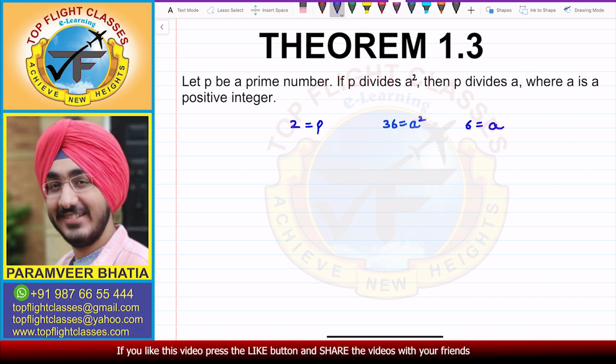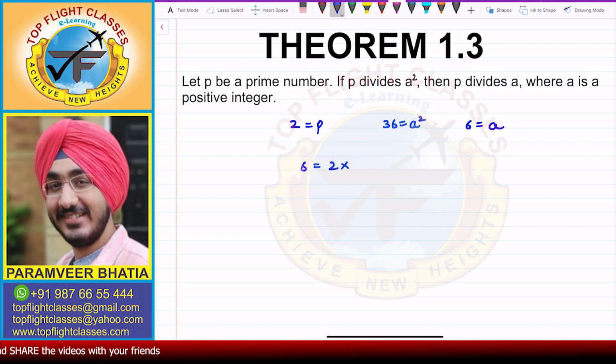So now you can see clearly from the numbers that we have chosen that 36 is divisible by 2. That also means that 6 will be divisible by 2. Now why is it so? Because if you see over here, 6 is equal to 2 into 3.